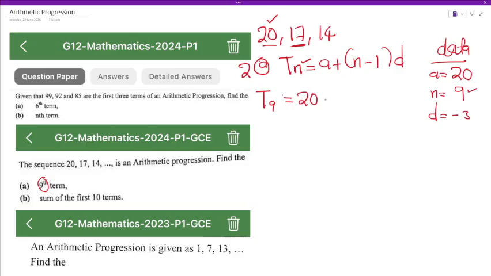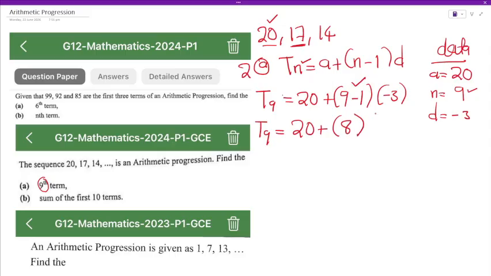20 plus. There's another n there, so I'll put a 9 minus a 1 close. What is the common difference? Negative 3. It's a negative, therefore it deserves to be put in brackets. T9 is going to be equal to 20 plus. You simplify inside the brackets. What is 9 minus 1? It is 8. Close the bracket.